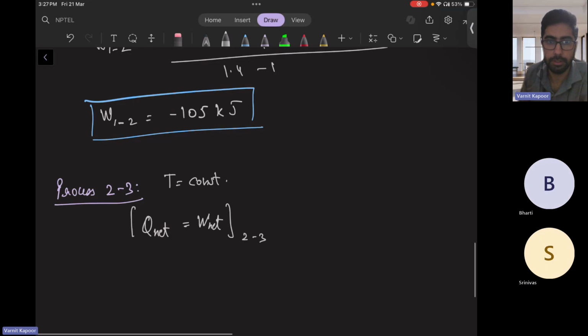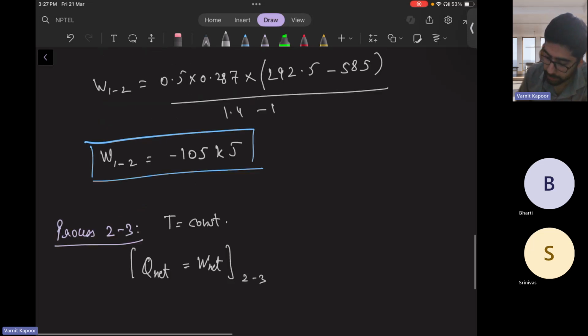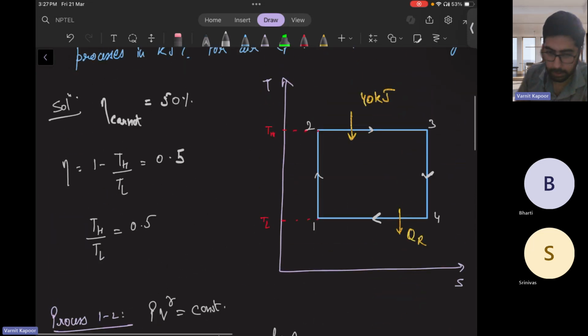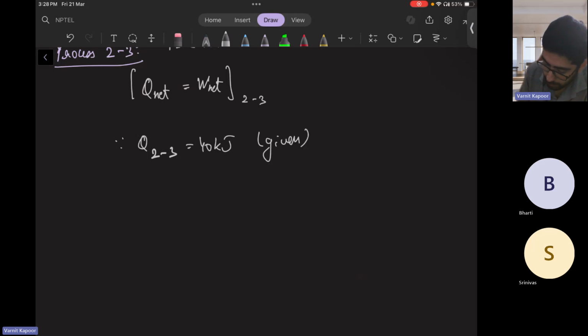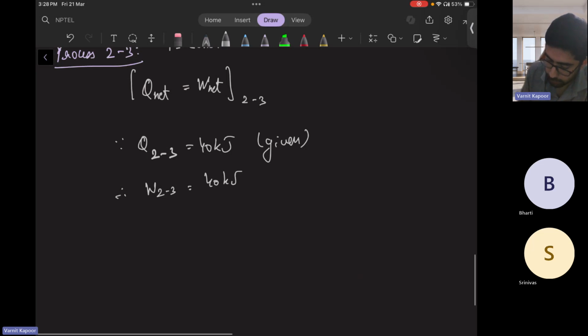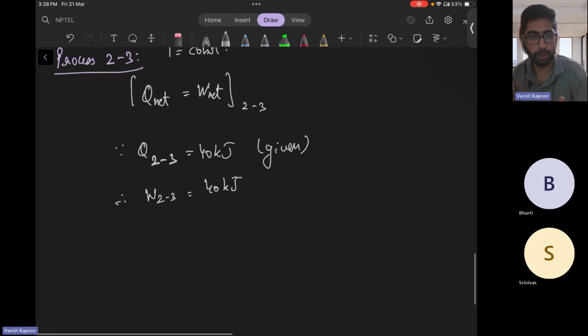Yeah, sorry for the interruption. So I was saying, what is work net? Just now I said that for a constant temperature, heat is equal to work net, and heat in the 2 to 3 process is given to you in the question itself. So that is 40 kilojoule. Therefore, since Q 2 to 3 is 40 kilojoules, given, work 2 to 3 is also 40 kilojoules. So you got the work net and Q net, Q 2 to 3 and work 2 to 3.